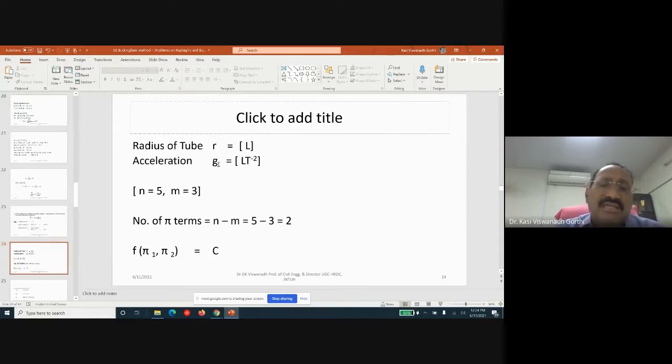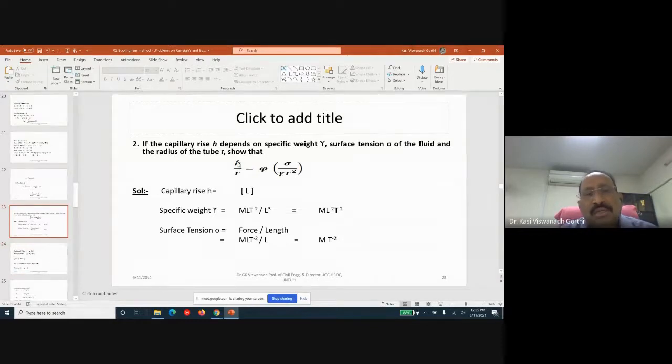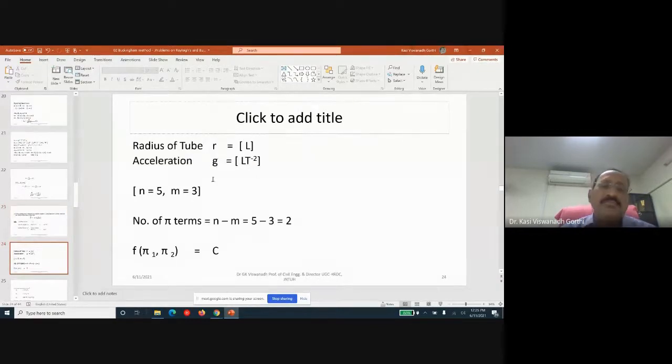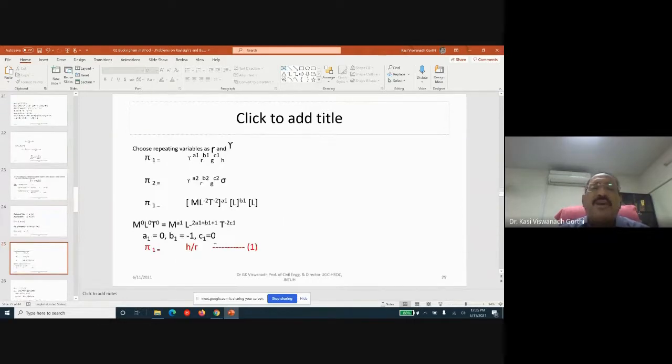Acceleration g has dimension L T to the power minus 2. Because this is not location specific, you need to take g also. Then the value of n is 4 and m is equal to 3. N minus m, the number of pi terms, will be 2 pi terms, pi 1, pi 2. F of pi 1 comma pi 2 must be equal to C. Formulate the values of pi 1 and pi 2 equations. Choose 3 repeating variables. Gamma, R, and g are chosen as the repeating variables here.